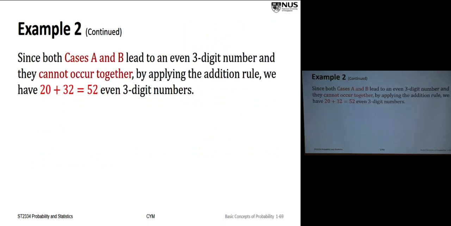And now, I have 2 scenarios. One is with 0 in the ones place. The other is with 0 not in the ones place. Both represent the number of ways to form 3-digit even numbers. I put them together, so I have to add them together. So this is the number of 3-digit even numbers formed.